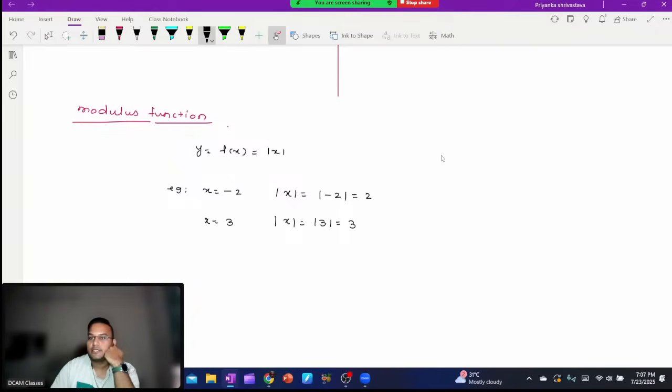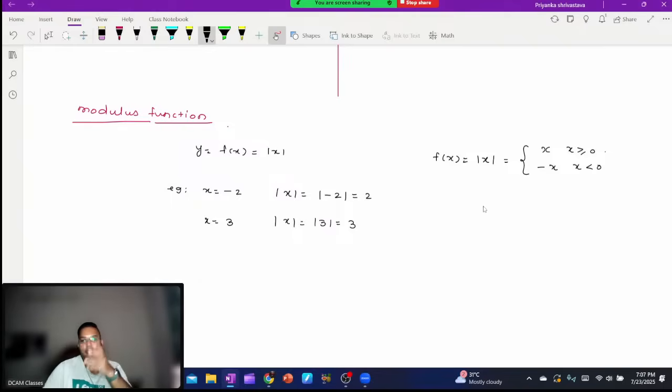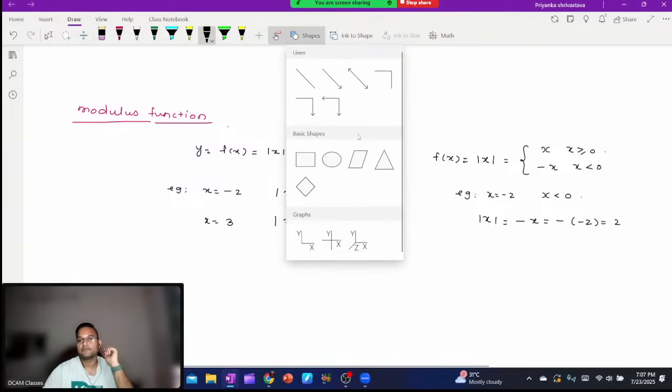So how is this function defined? f of x is equal to mod x will be x when x is greater than or equal to 0, but it will be minus x when x is less than 0. Then only you will get a positive value. Suppose x is equal to minus 2. This is less than 0, so what will be mod x? Mod x will be minus x, meaning minus of minus 2. That's why you are getting a positive value. This is how the function is defined.